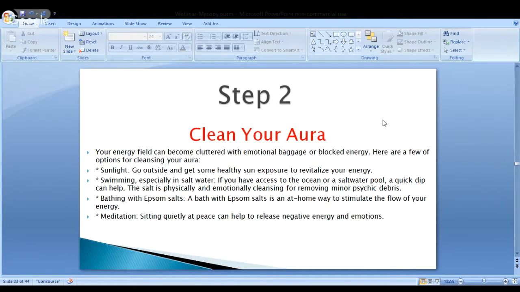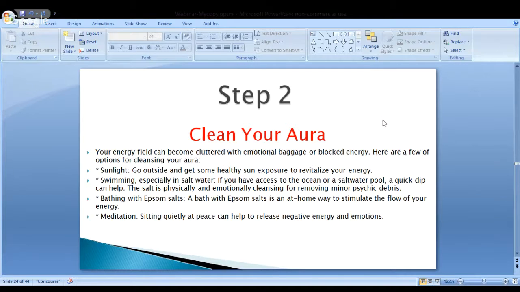Second step, you clean your aura. Now, here are a few ways you can clear your aura. You can clear your energy fields by certain small things, when you're feeling low in energy or when you're feeling not yourself. These are very simple methods to do, and they work pretty well for simple things. You can go in the sunlight, you can go swimming in salt water if you're near the sea.